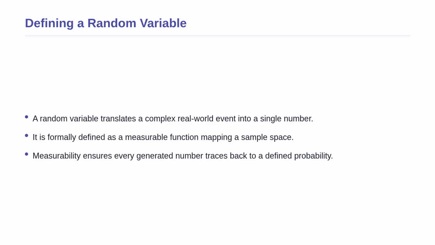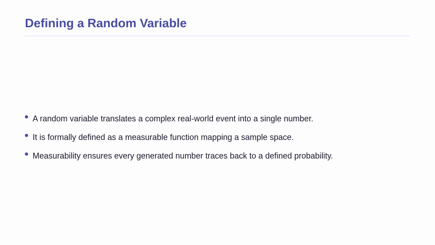To begin, imagine you are a referee at a sports game. Your only job is to write down a single number at the end, like the total points scored or the winning time. You are taking a complex event and summarizing it with one number. That is exactly what a random variable does. It is a translation machine.